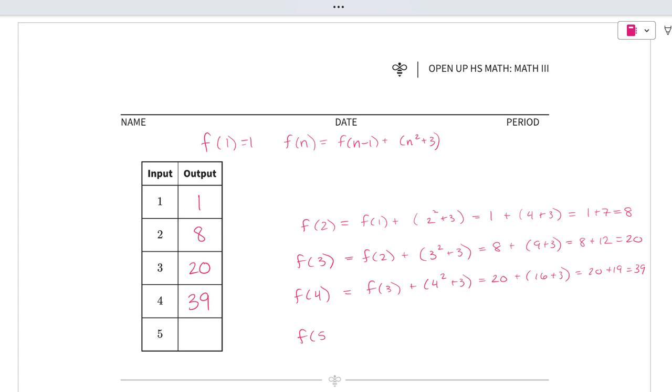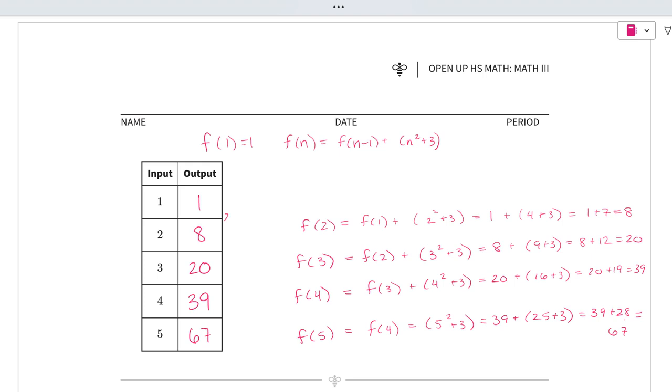And lastly, f of 5. So we're going to use our value from f of 4, and then we're going to do 5 squared plus 3 as our rate of change. So our value for f of 4 was 39. And we're going to add 25 plus 3, or 28. And I don't have quite enough room there. So 39 plus 28 gives us 67. Good. Okay, so now we have all the tables.